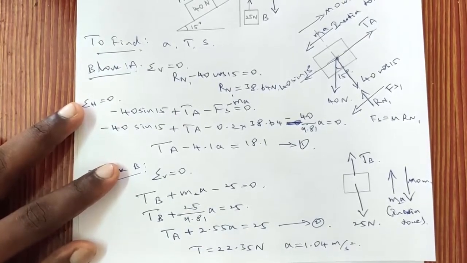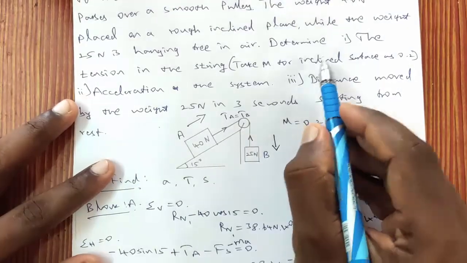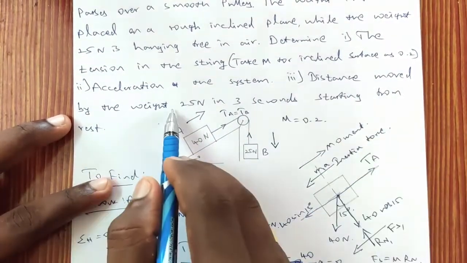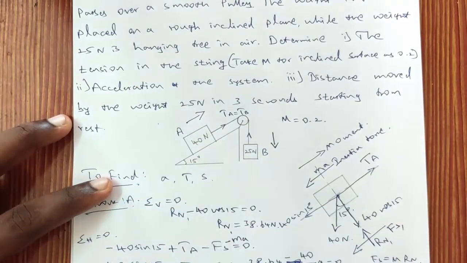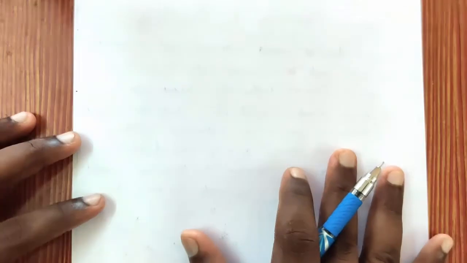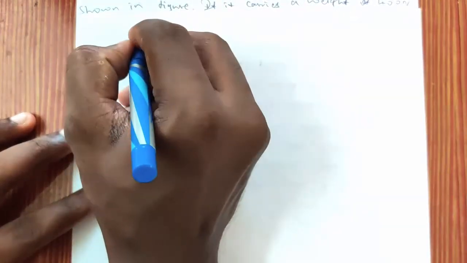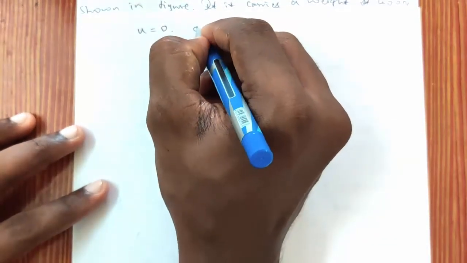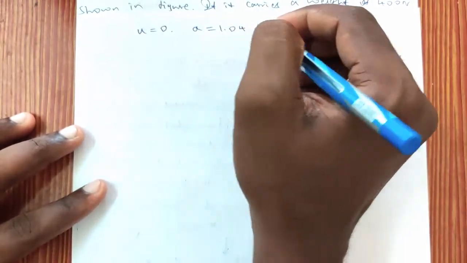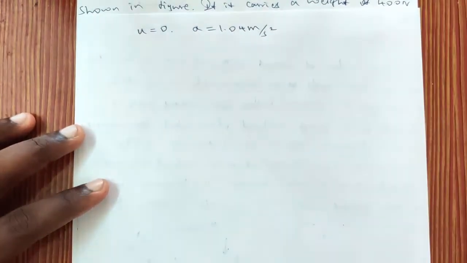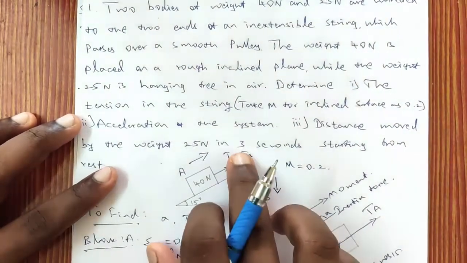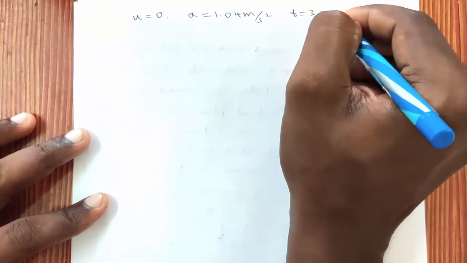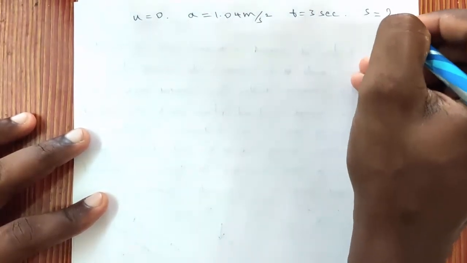Okay, that's all. So we have calculated the tension and the acceleration of the system. Now we have to calculate the distance moved by the weight in 3 seconds. Okay, so here the weight is initially at the rest state, so U is equal to 0 and the acceleration we have calculated, that is 1.04 meter per second square, and the time is given, that is 3 seconds. So t is equal to 3 seconds. We have to calculate the value of S.